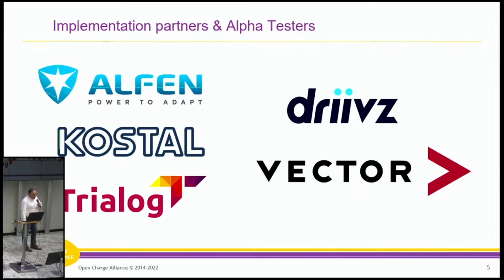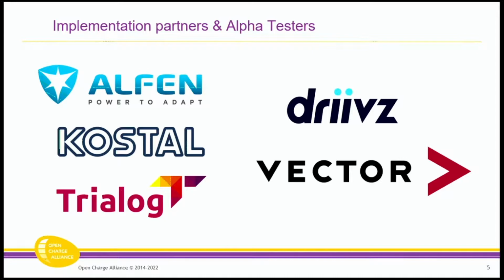First of all, maybe good to show we're working very closely with a number of producers already. That's Alfen, Kostal, and Trialog, three manufacturers of charging stations. So you can see an implementation of their products there. And we're working very closely with Dr. Ives and Vector on the other side. Those five companies have been with us for a year and a half already, and we have to thank them for their efforts in supporting our testing, making sure that our implementation and their implementation are on par.